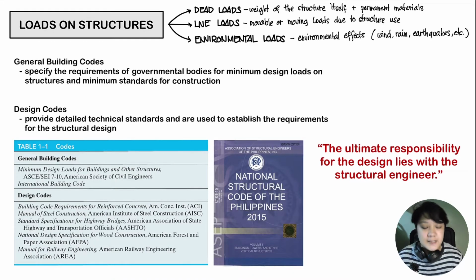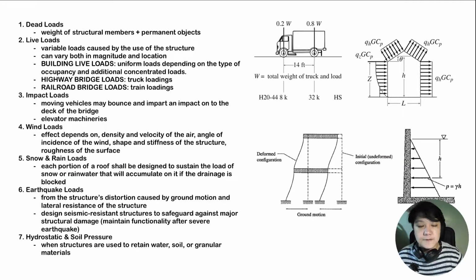Okay, so next let's discuss the different types of loads that we need to consider for our structures. So the first one is your dead loads, as we have discussed earlier. This comprises the weight of the structural members or its self-weight, and then the permanent objects or materials that are in or on our structure. And then the second type is our live loads.